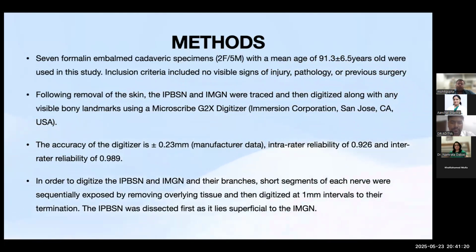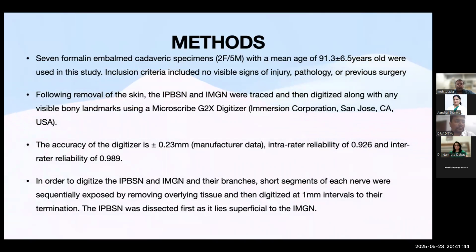Inter-rater reliability is when several different raters combine their measurements and give the millimeter difference for the digitized nerve, and intra-rater reliability is when the same rater traces the same nerve again and again and finds the variability in this.